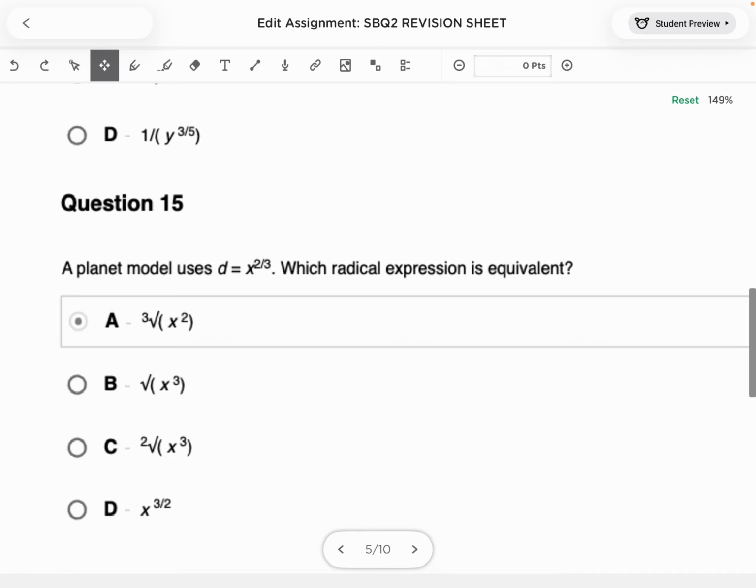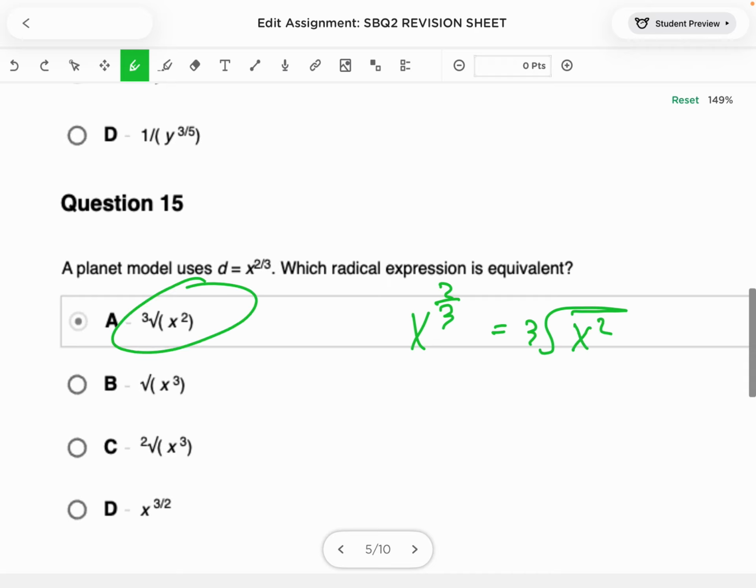We need to write it as a radical. This is x to the power 2 over 3. So it will be the third root of x squared, the first answer.